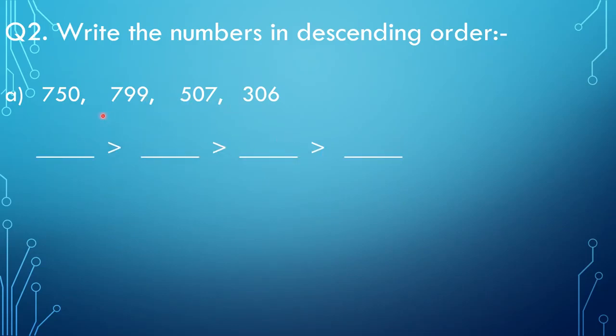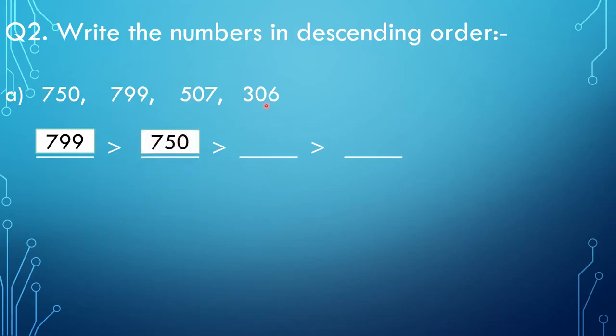So first of all we will see hundreds place digit here: 7, 7, 5 and 3. So 7 is the greatest number, but we have two numbers with 7 at hundreds place. Okay. So we will see tens place digit. Here tens place digit is 5 in 750 and in 799 it is 9. So which one is greatest? That is 799. So first of all we will write 799 and after that we will write 750.